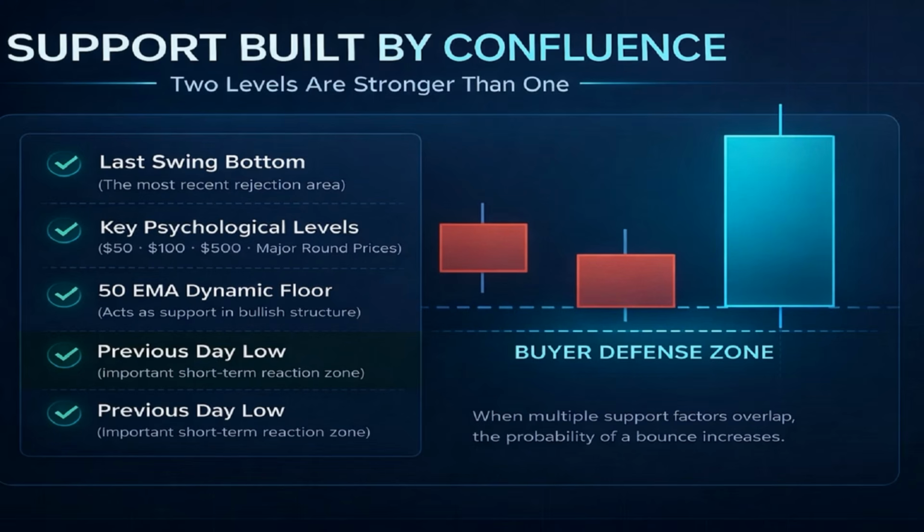For bearish outside candles, reverse the logic. Target prior highs that held as resistance, round numbers above price, moving averages in downtrends, and yesterday's high. These levels serve as your most reliable hunting grounds.